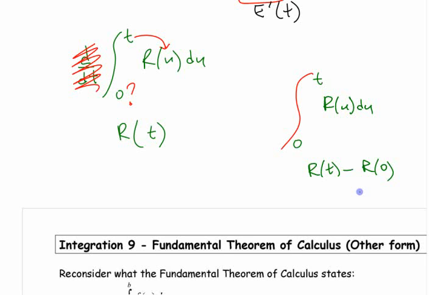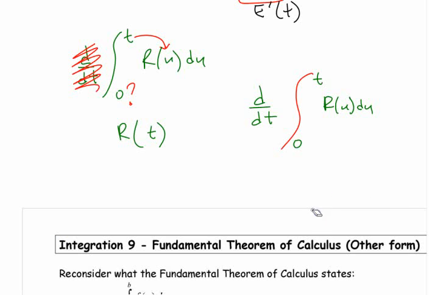But if you say, what's the derivative of that? This is a constant. This is a variable. So this doesn't affect the derivative. It's just this. Okay?